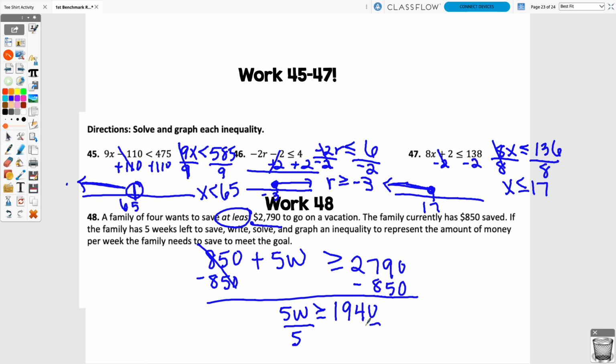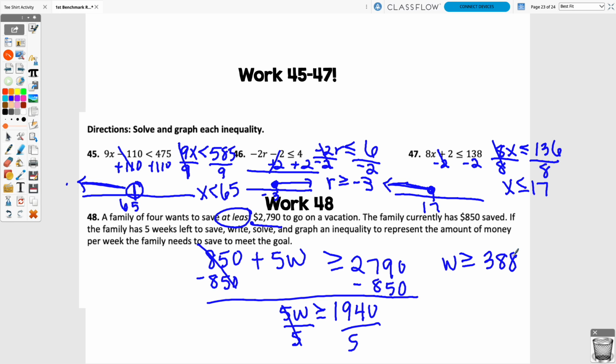All right, and then guys, what's my last step to get the W by itself? Divide by 5. All right, so do I need to flip my sign since I divided by 5? No, it's going to stay the same because we divided by a positive number. So it's still going to be greater than or equal to. And then what do I get when I divide 1,940 by 5? 388. So that means they've got to save at least $388 each of those 5 weeks.